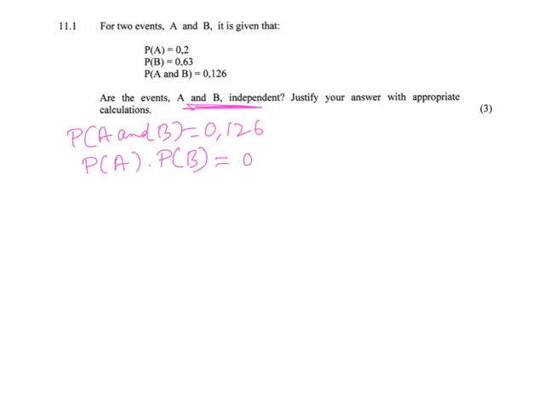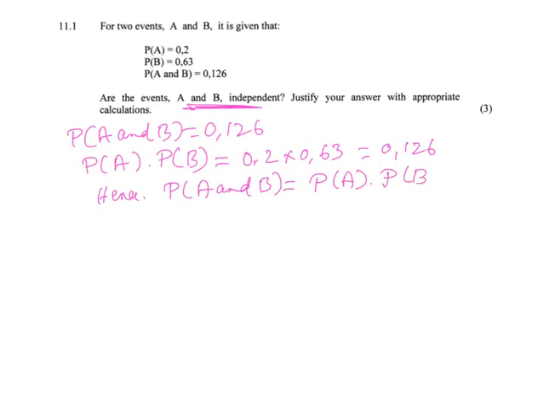So probability of A times probability of B is 0.2 times 0.63. I use my calculator and find that it is going to be 0.126. Therefore they are equal. Hence we can see probability of A and B is equal to probability of A times probability of B. Therefore A and B are independent.